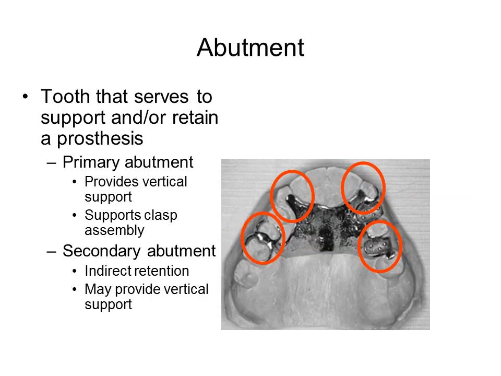An abutment tooth is a tooth that is selected to support and retain a prosthesis. A primary abutment provides vertical support to the partial and supports the retentive clasp. A secondary abutment may provide indirect retention as well as some vertical support. In this course we usually will not distinguish between these two terms, however you will see these terms in your reading.